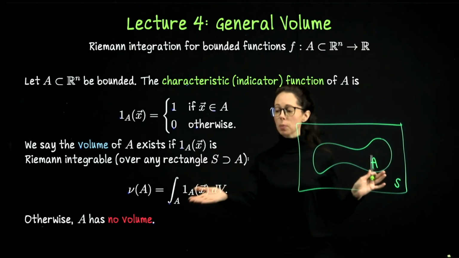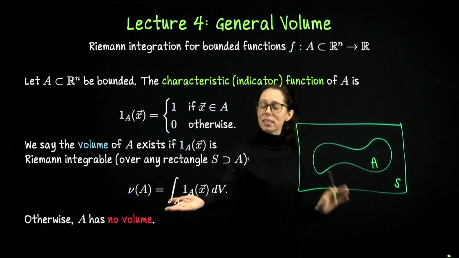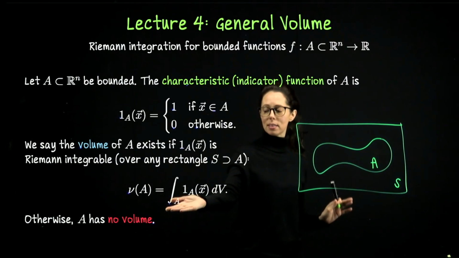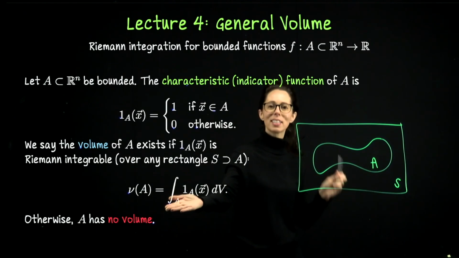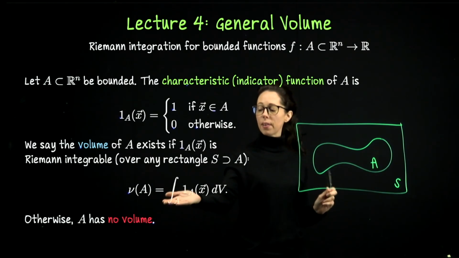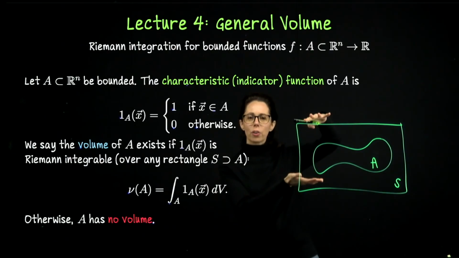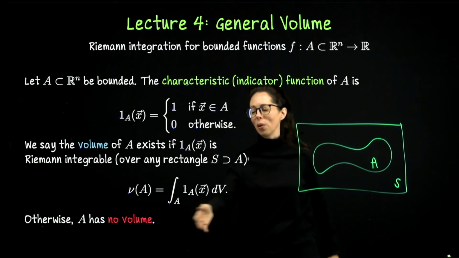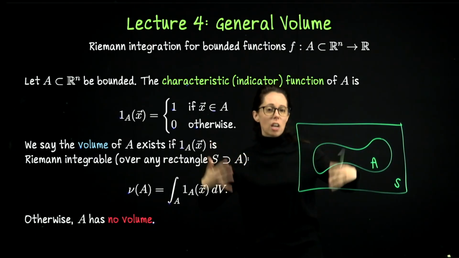It's possible, and we will actually see examples of this in just a moment, that this integral exists and equals 0. If that happens, the volume of A is the number 0. It's a number, it exists, it's 0. If, however, this integral just doesn't exist, because again, the upper integral and the lower integral don't meet in the middle, the upper integral is strictly larger than the lower integral, then it's not that the volume is 0, it's that the volume just doesn't exist.